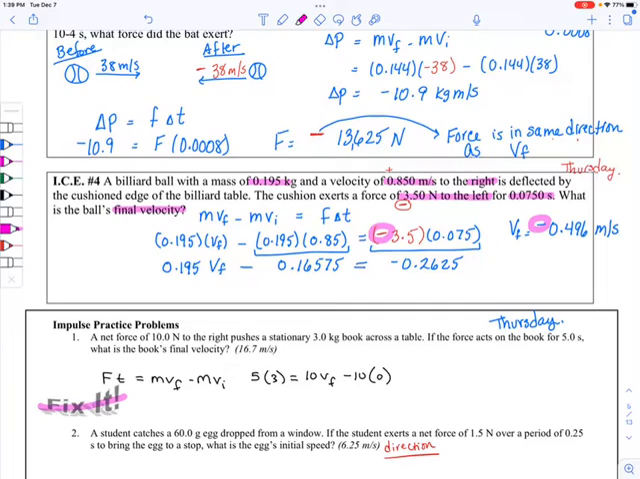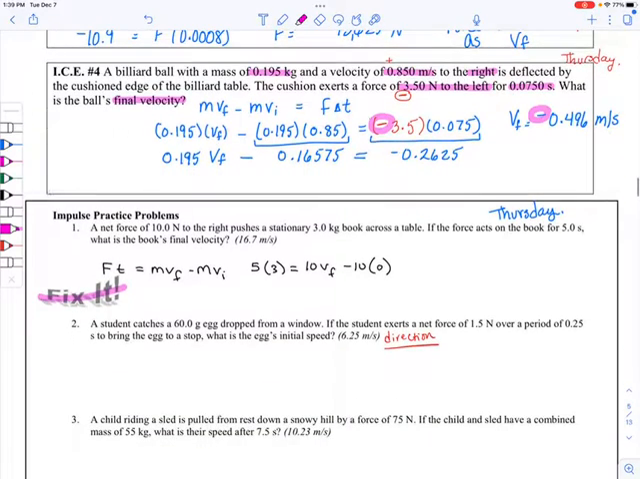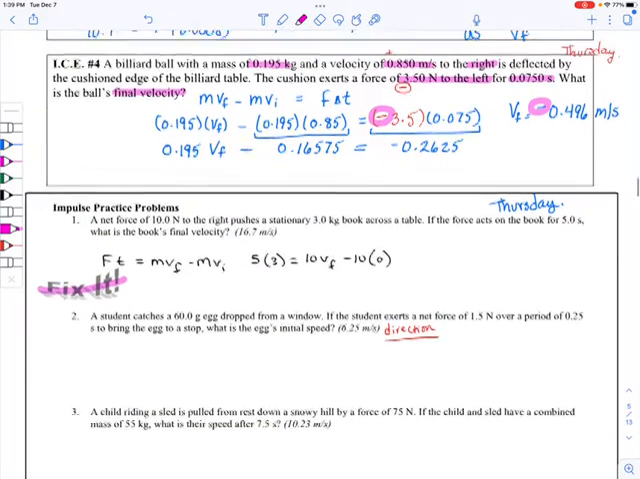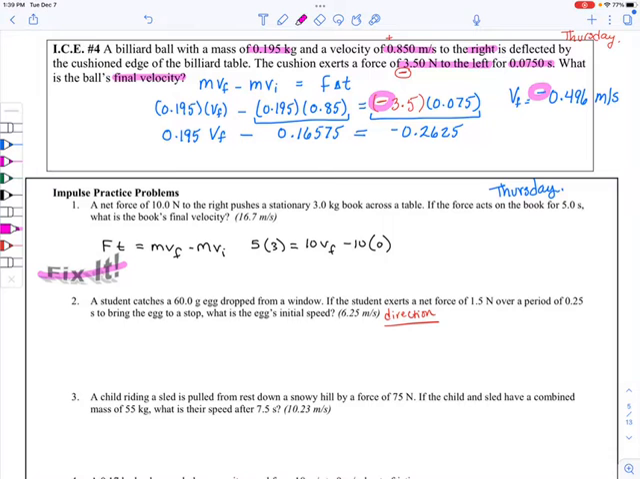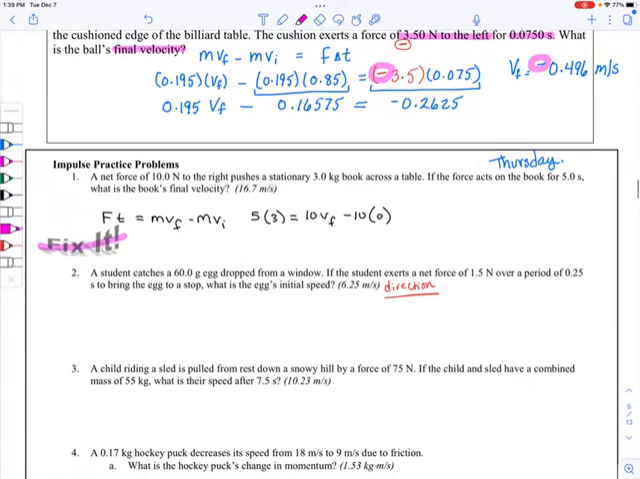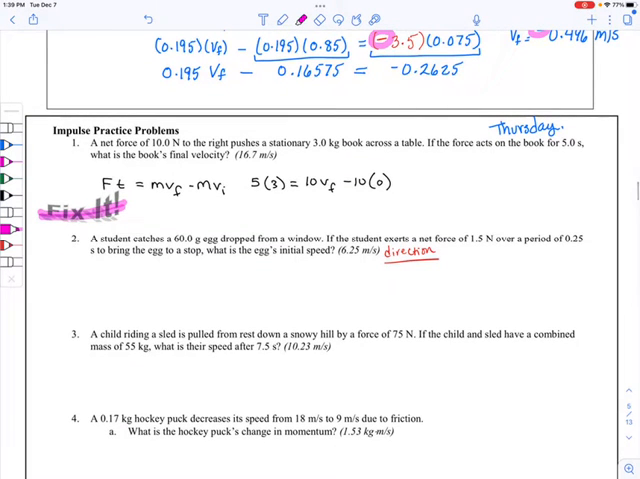Now, you are going to spend some time working on this impulse practice problem, but let me help you out with a couple of the questions. First, number 1 is a fix-it, so make sure you fix it before you solve it. Number 2, direction matters. Okay, first of all, this 60-gram egg needs to be converted to kilograms, so do that first.